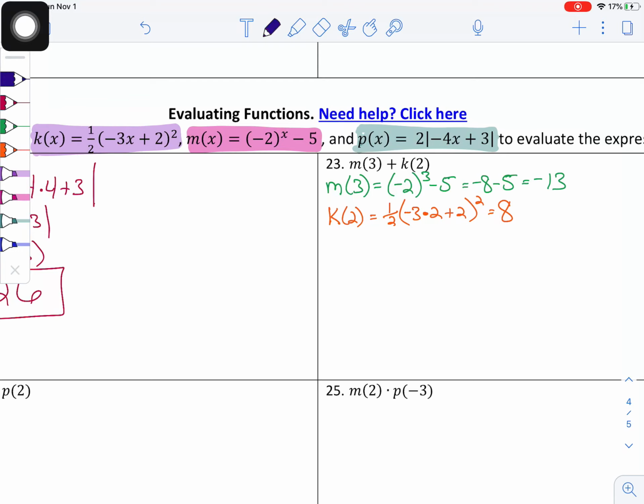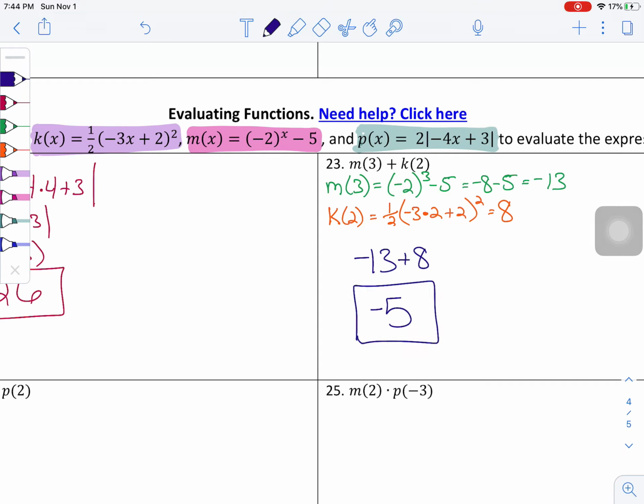To finish this answer, I'm going to go back to the original. So it says m of 3. Well, that's -13. Plus the k of 2 function. Well, k of 2 is 8. So -13 plus 8 is -5. All right, so that's problem number 23.